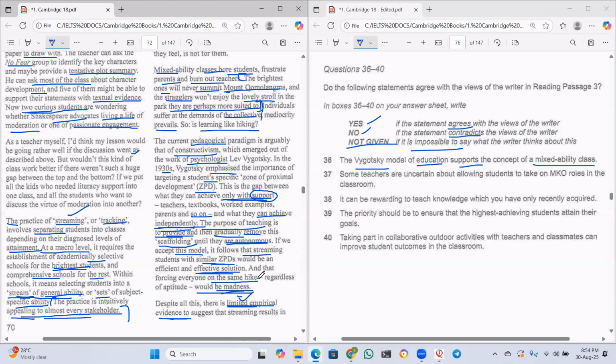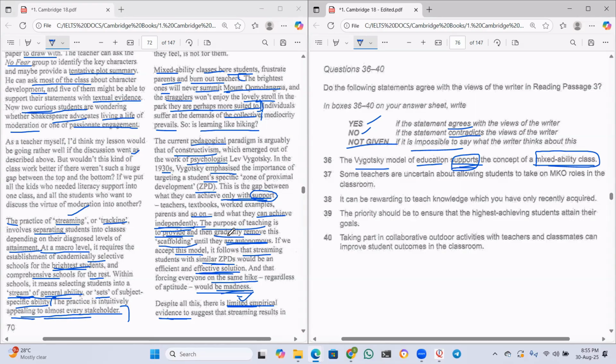So, does the Vygotsky model of education support this? This is the main point: is it supporting the concept of mixed ability class? What do you mean by mixed ability? It means having different abilities. Some students will be very clever, some will be average, some will be dull, and some will not understand anything. You have to work more on them, right? So yes, this is the concept of mixed ability class. So is it supporting it or not? That is the only thing he's asking. What do you think? Yes or no?